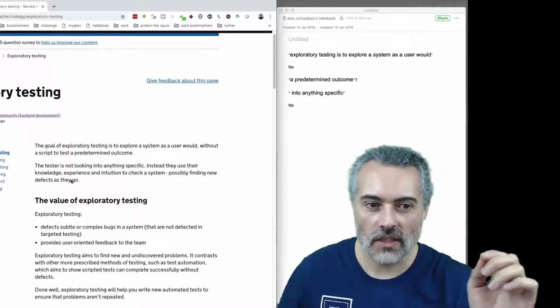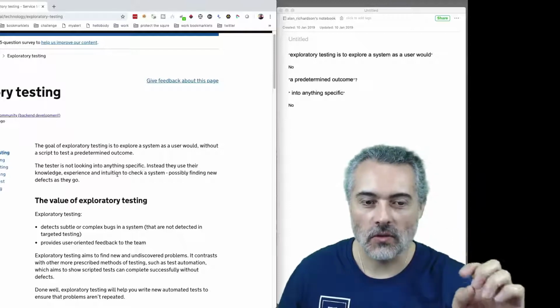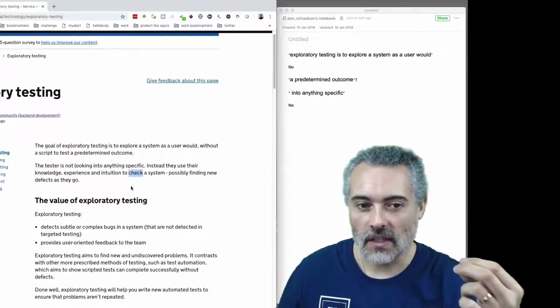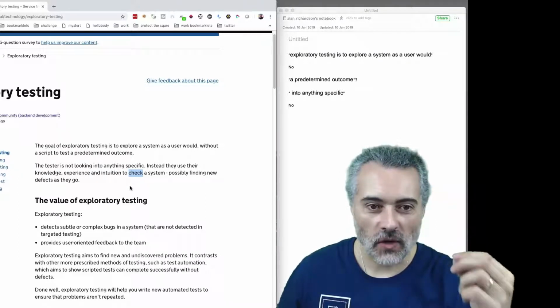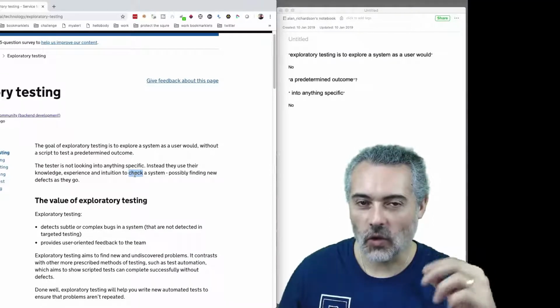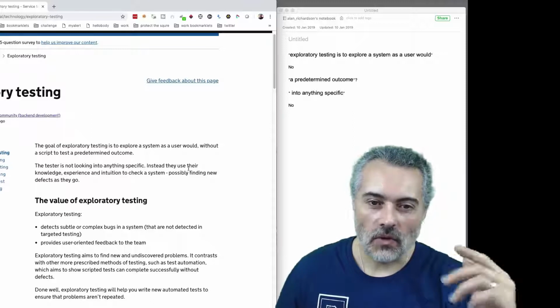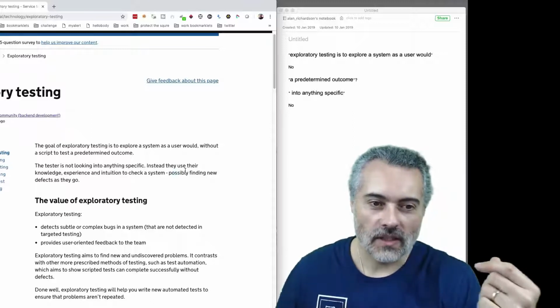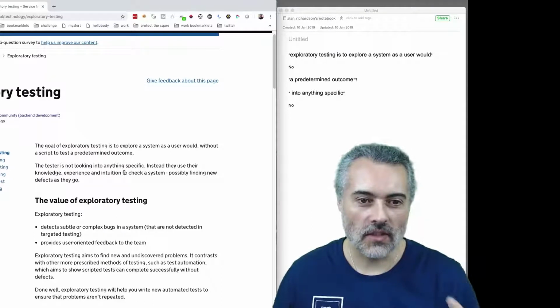Instead, they use their knowledge, experience, and intuition to check a system. Because we do use our knowledge, and experience, and intuition to explore a system. That's interesting, the use of this word, given the current dynamics around the notion of checking versus testing. That's entirely the wrong word in the context that people argue about it. Possibly finding new defects as we go. Okay, so we want to find new defects as we go. That's fine. And we're using knowledge, experience, and intuition.